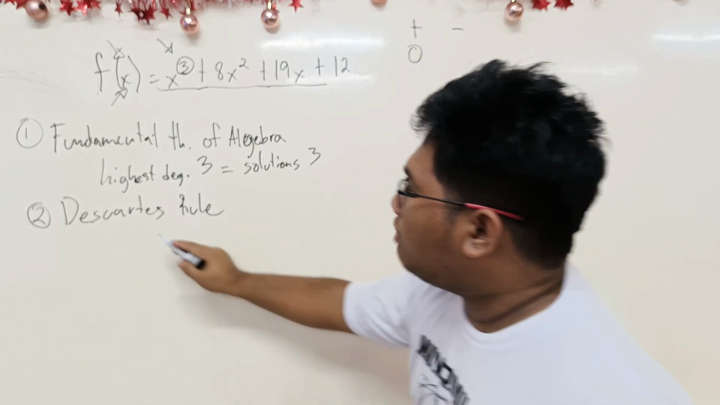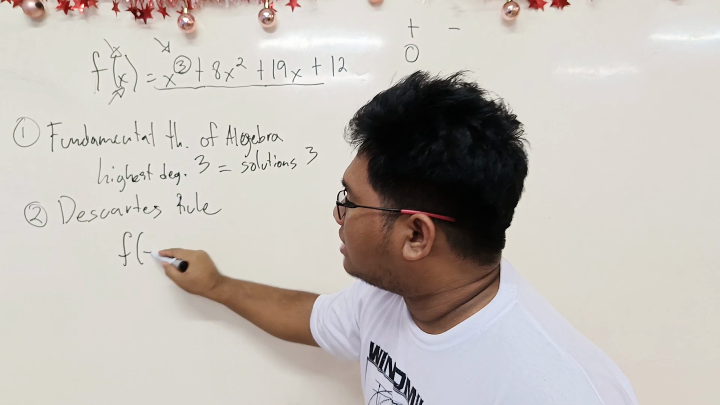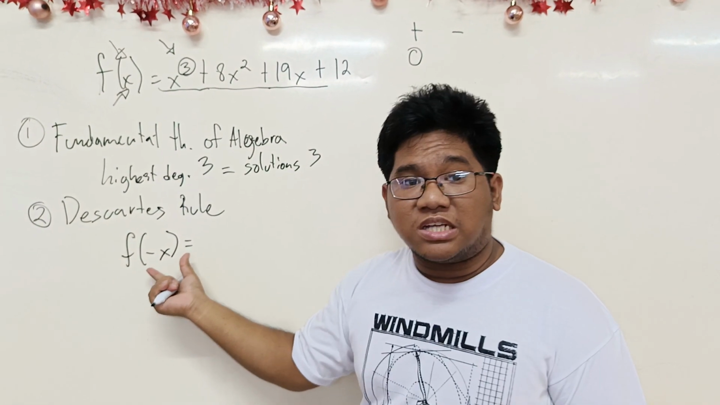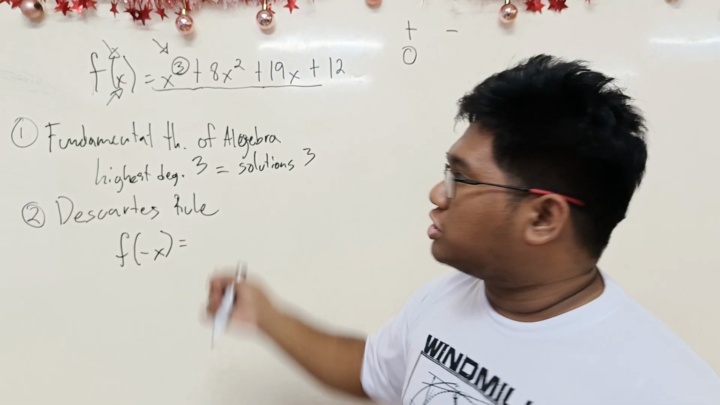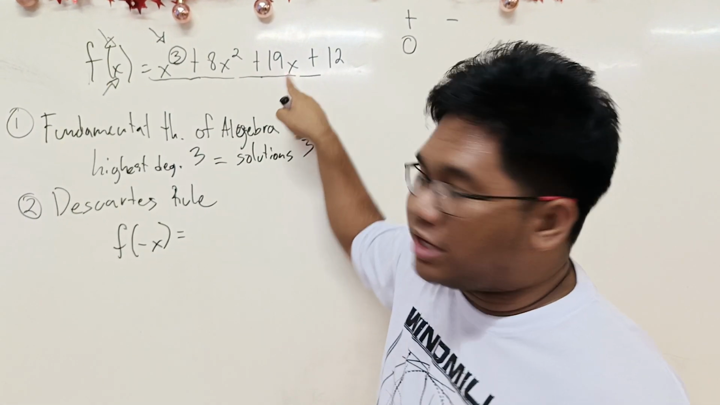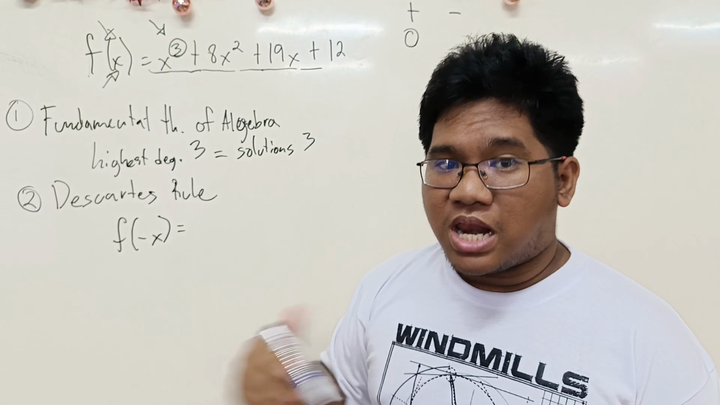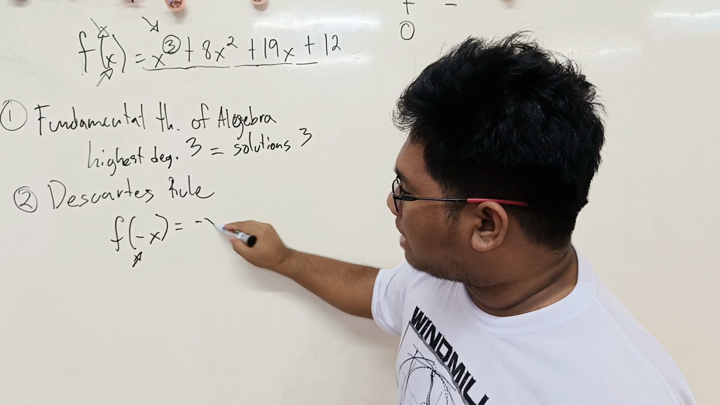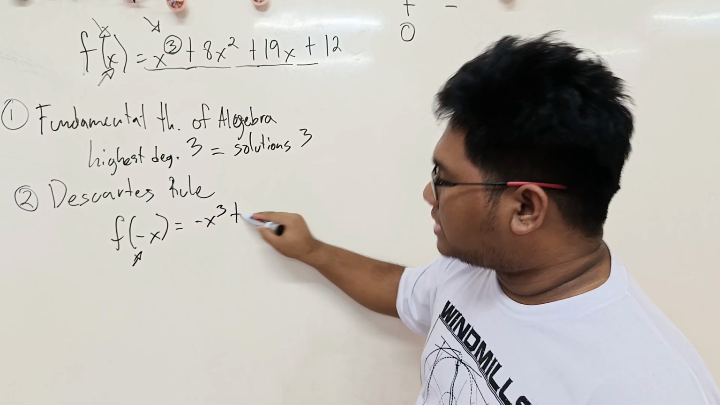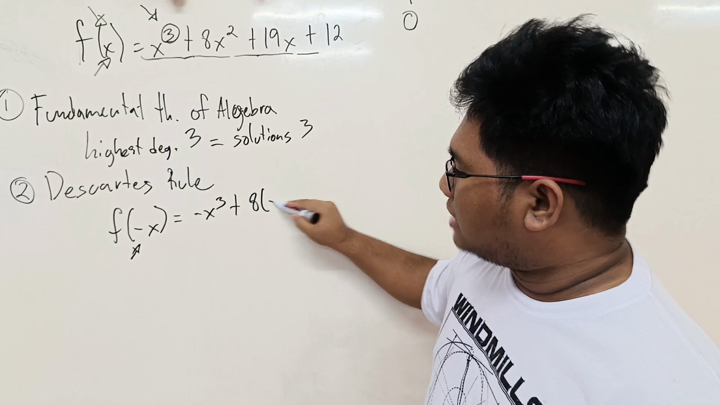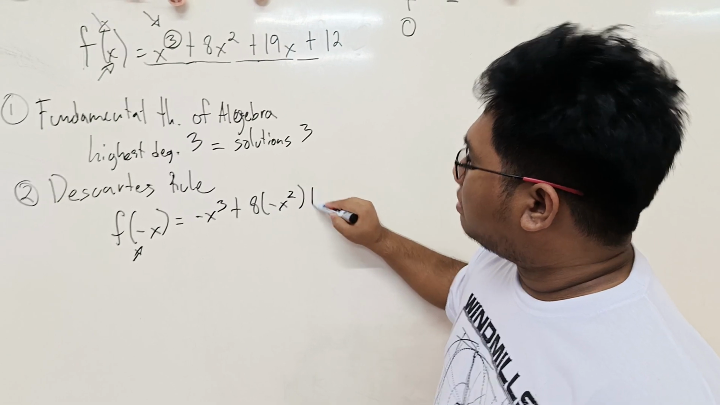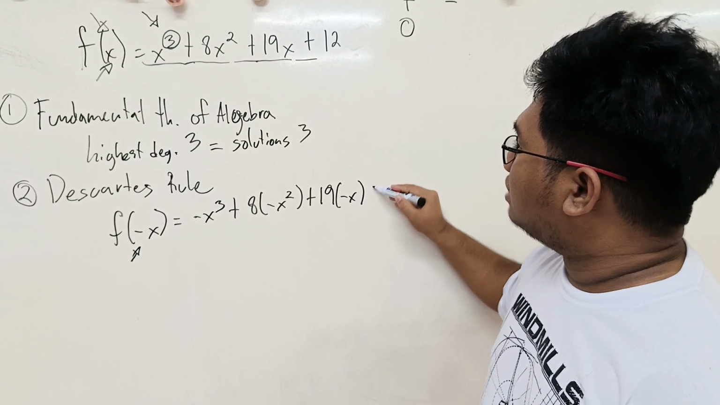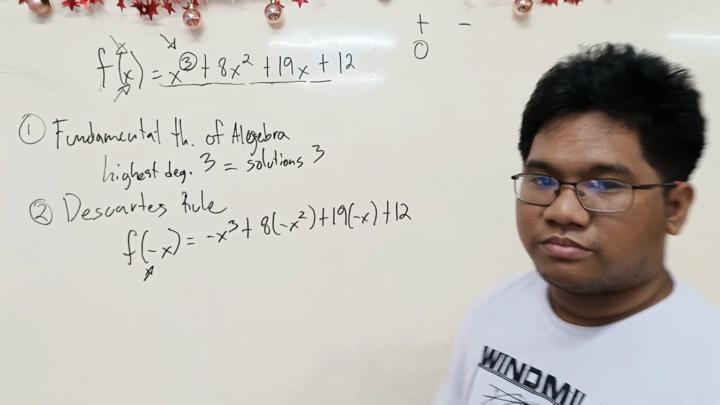So with that, we will have f of negative x is equals to, now, dahil negative x na siya, we have to change every value of x here sa ating equation. Gagawin natin alin? Negative x. So with that, we will have negative x raised to 3 plus 8 negative x raised to 2 plus 19 negative x plus 12.